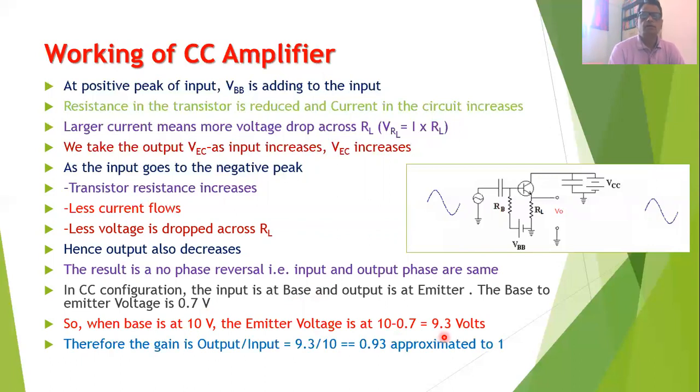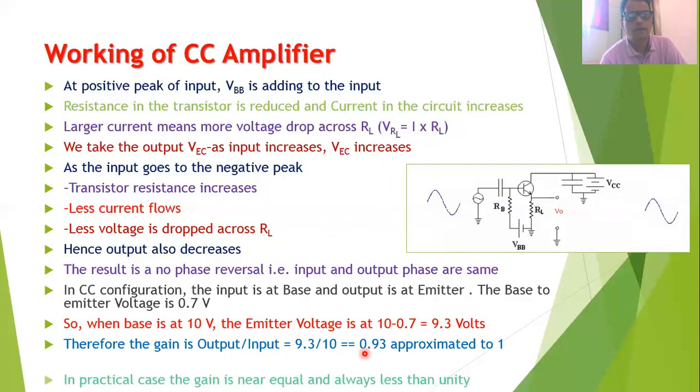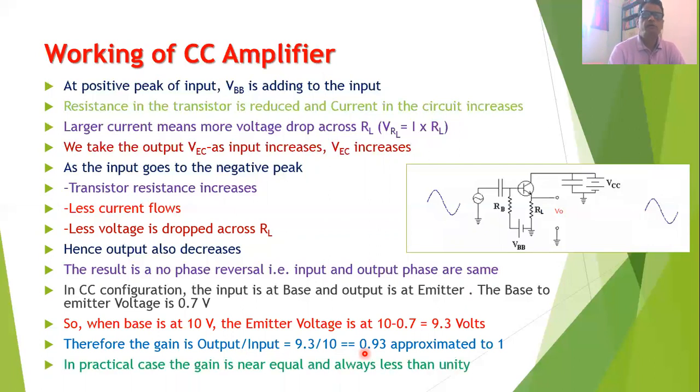So it means that the gain of this amplifier, that is output divided by input, is 0.93, or you can say that the voltage gain of this amplifier is almost equal to 1. In practice, you will find that the gain of the amplifier is nearly equal to 1, and it is always less than 1.